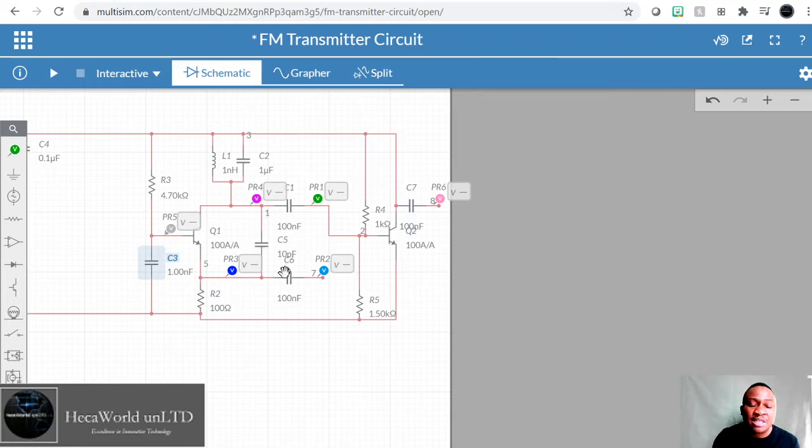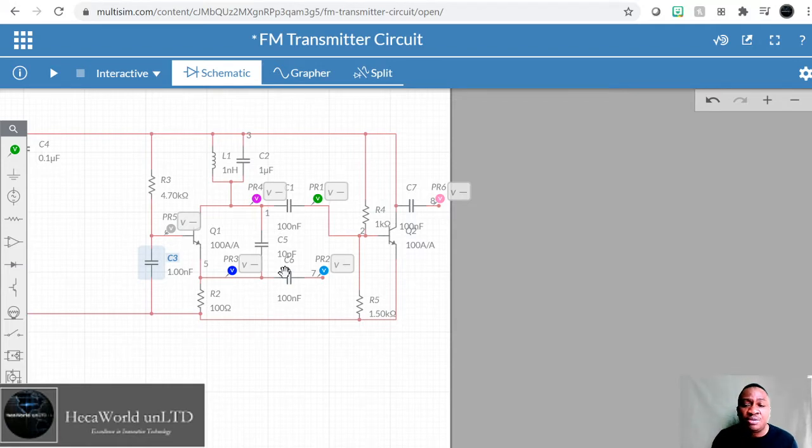Remember I said you need a carrier frequency, and the signal you want to transmit has to be modulated over the carrier frequency. For amplitude modulation, you're going to modulate the amplitude of the carrier signal. For frequency modulation, you're going to modulate the frequency of the carrier signal. So in this case, we're modulating the frequency of the carrier signal.